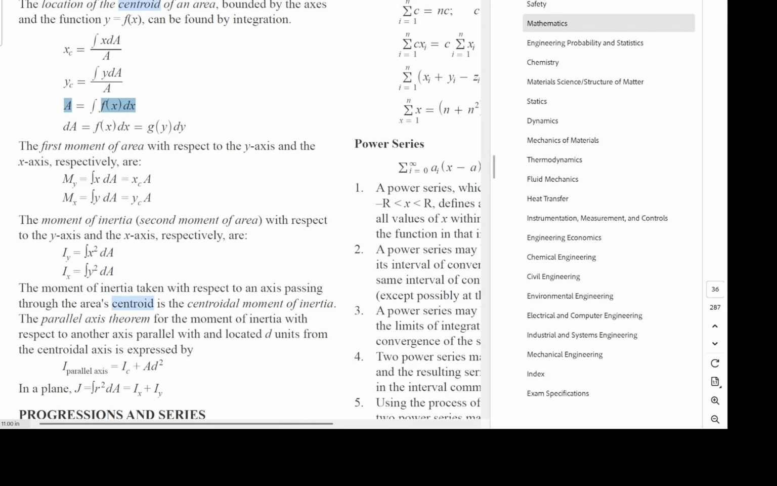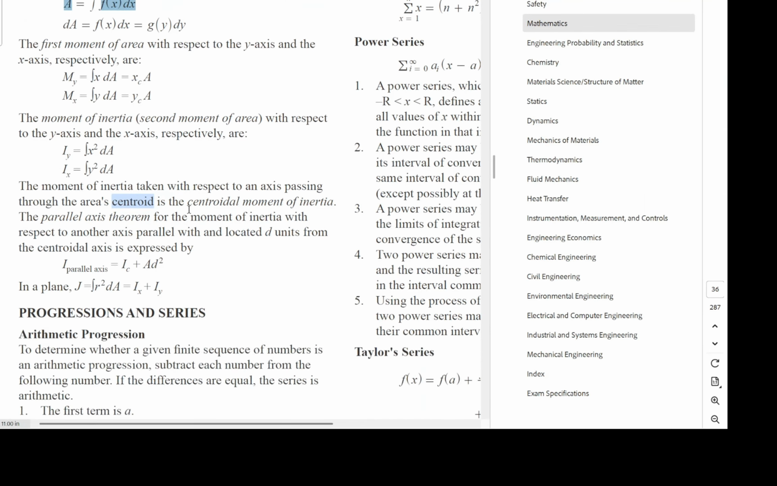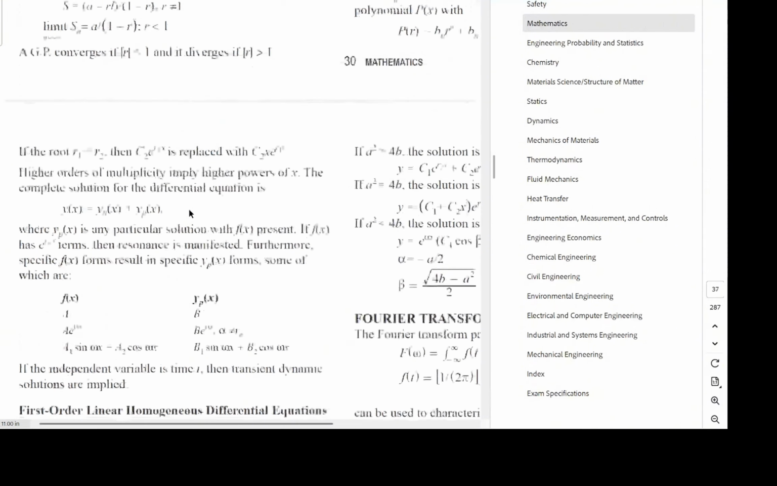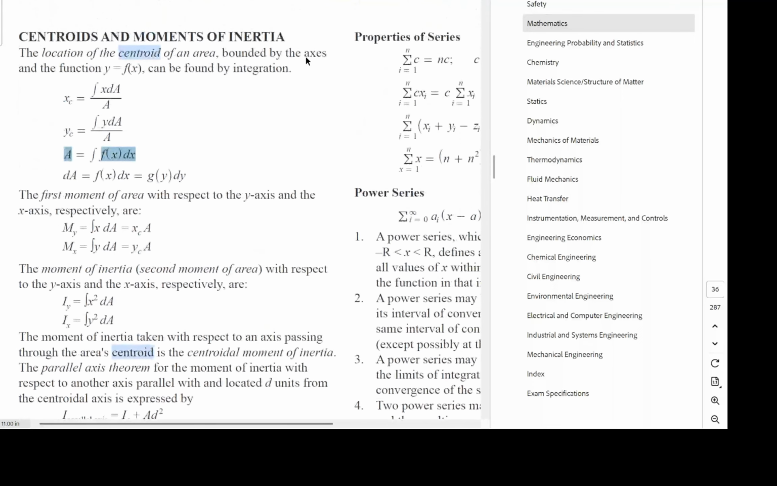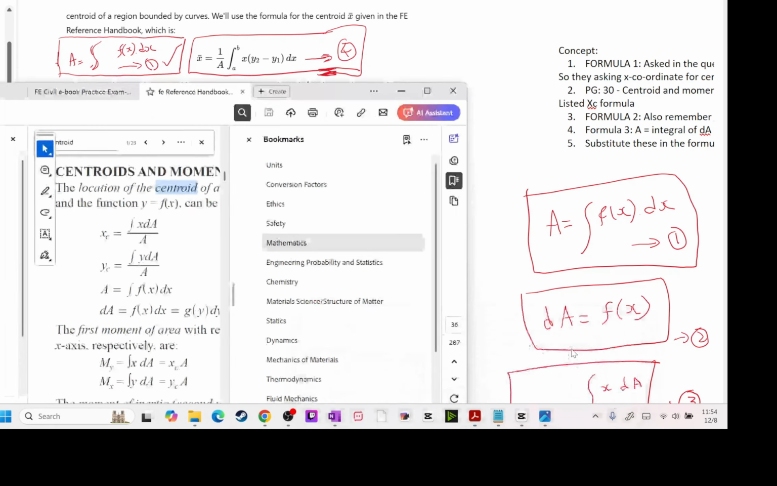Let's get back to the problem now. For those of you who want to remember which page it is, this is page number 30 in mathematics. But please don't remember these page numbers. Start using your Control F and master how to get here using Control F. If you want, feel free to write this down on your cheat sheet. The centroid formula is very important. It often comes in the exam, so pay close attention, guys.